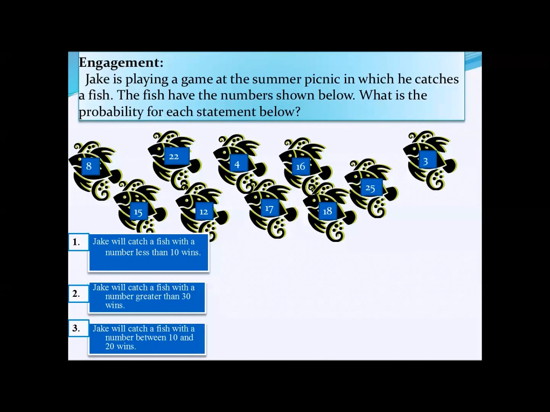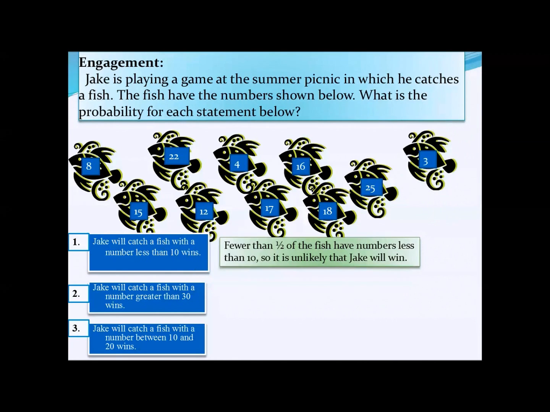Number 1. Jake will catch a fish with a number less than 10. What is the probability of that? Fewer than half of the fish have numbers less than 10, so it is unlikely that Jake will win. Let's see how many numbers are less than 10. I see a 4, I see an 8, and I see a 3. That is it. Let's go to number 2.